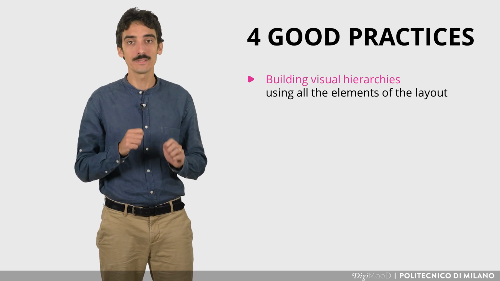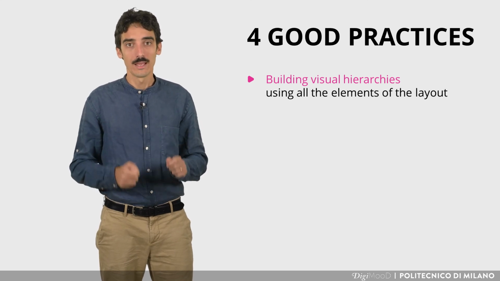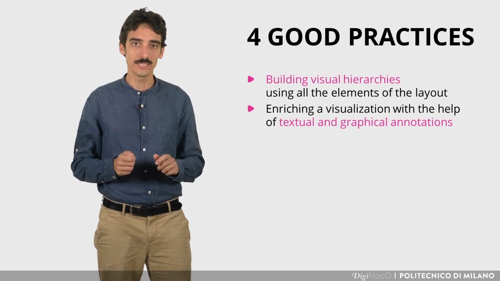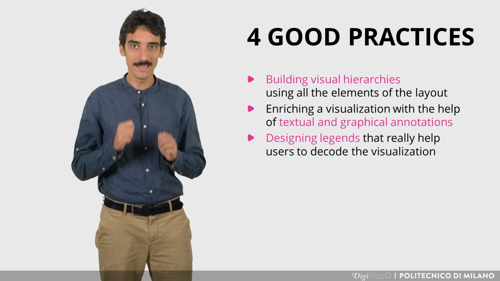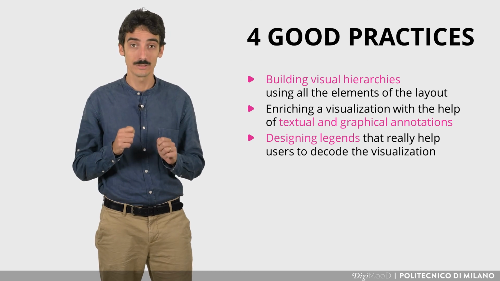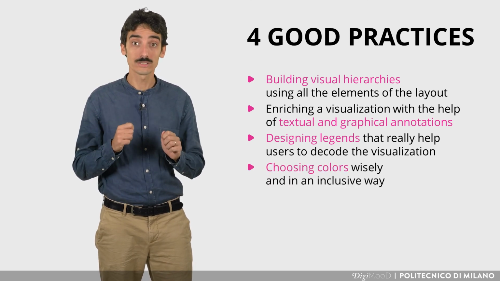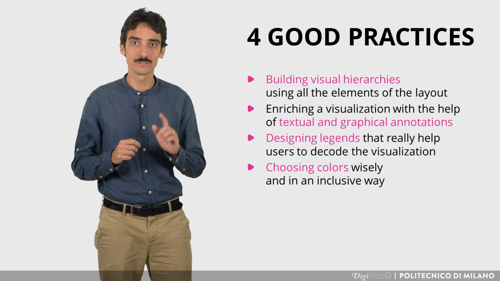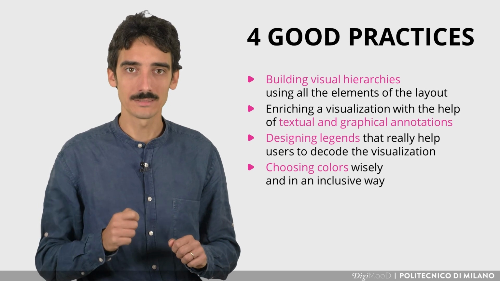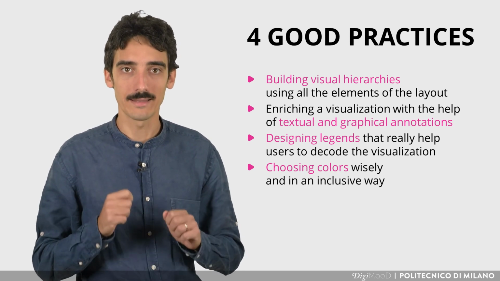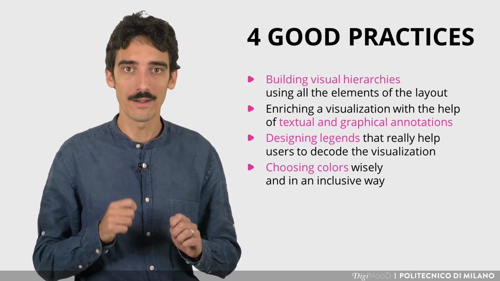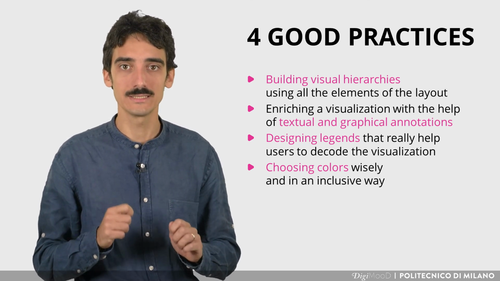In conclusion, in this lesson we have described four important strategies to design effective data visualization: building visual hierarchies using all the elements of the layout, enriching a visualization with the help of textual and graphical annotations, designing legends that really help users to decode the visualization, and choosing colors wisely and in an inclusive way. Do not take them as a mantra, but keep in mind that layout, annotations, legends, and colors are critical aspects of data visualization design.